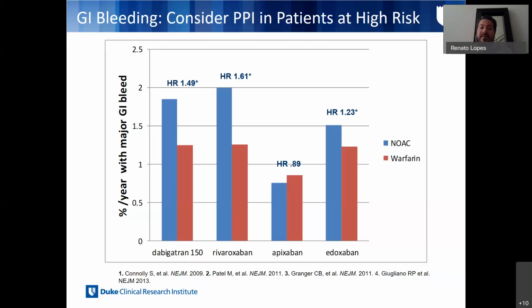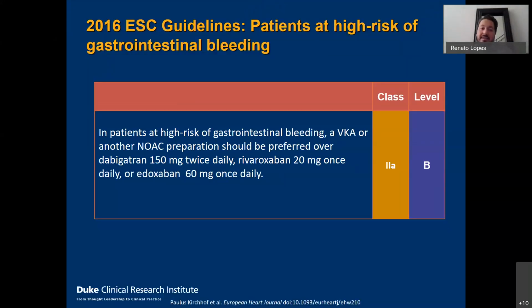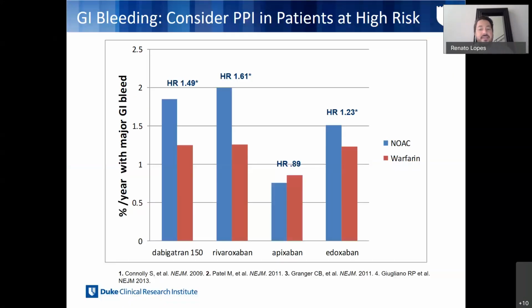And look what the 2016 European guideline says: in patients at high risk for GI bleeding, we should avoid dabigatran 150 milligrams, rivaroxaban 20 milligrams, or edoxaban 60 milligrams. What do I mean by avoid? It means we should prefer something else other than dabigatran 150, rivaroxaban 20, or edoxaban 60. Why? Because of these results that I just showed. Those drugs at those doses had more GI bleeding.